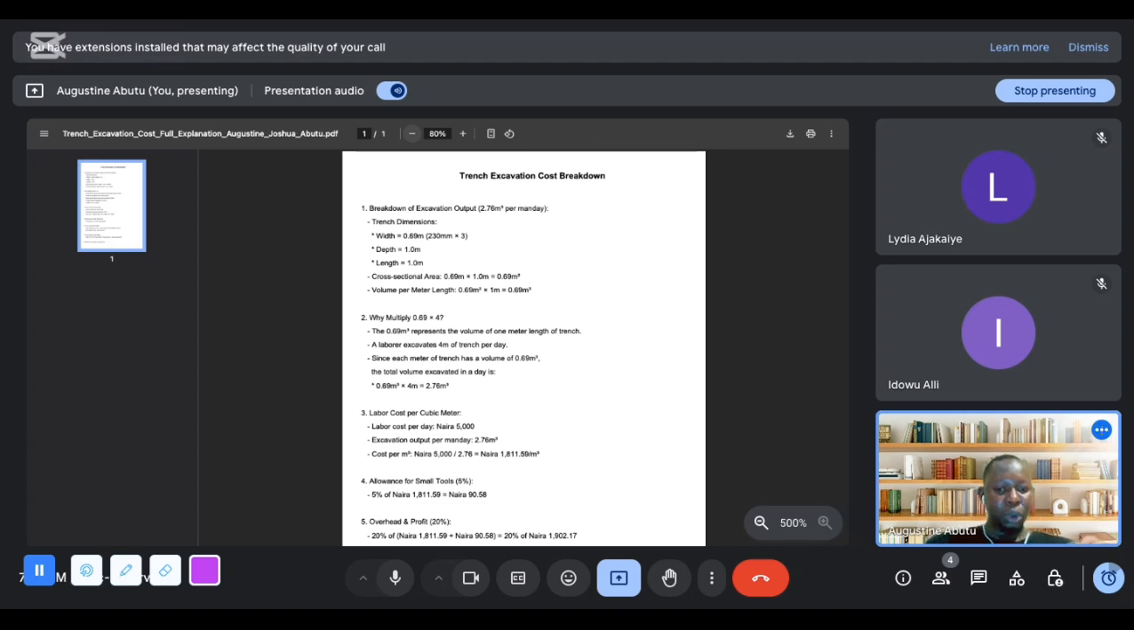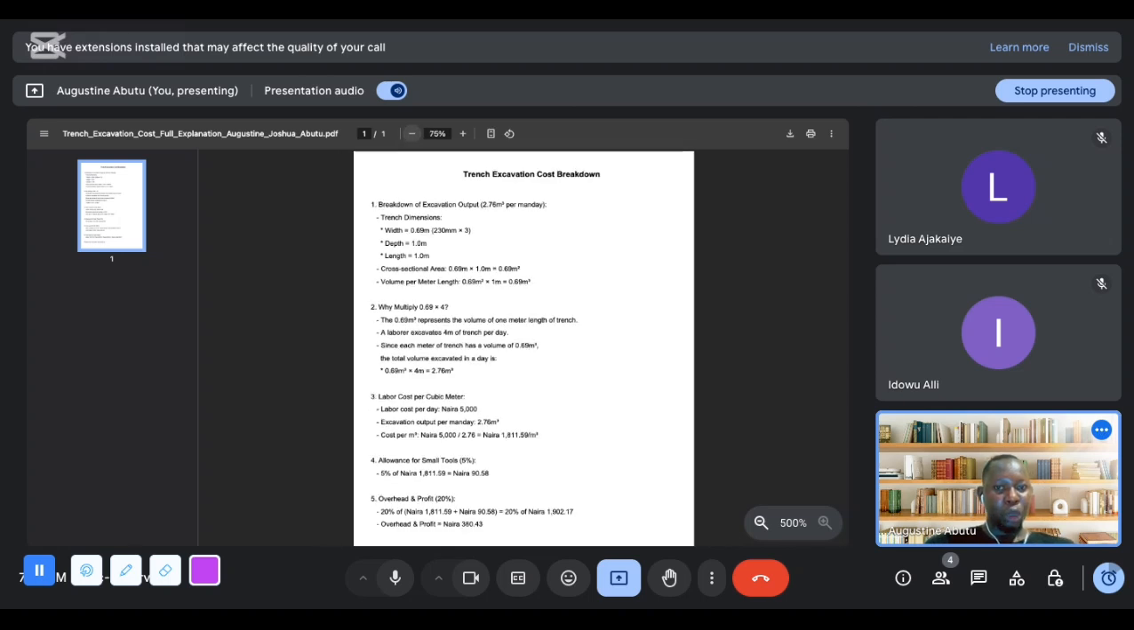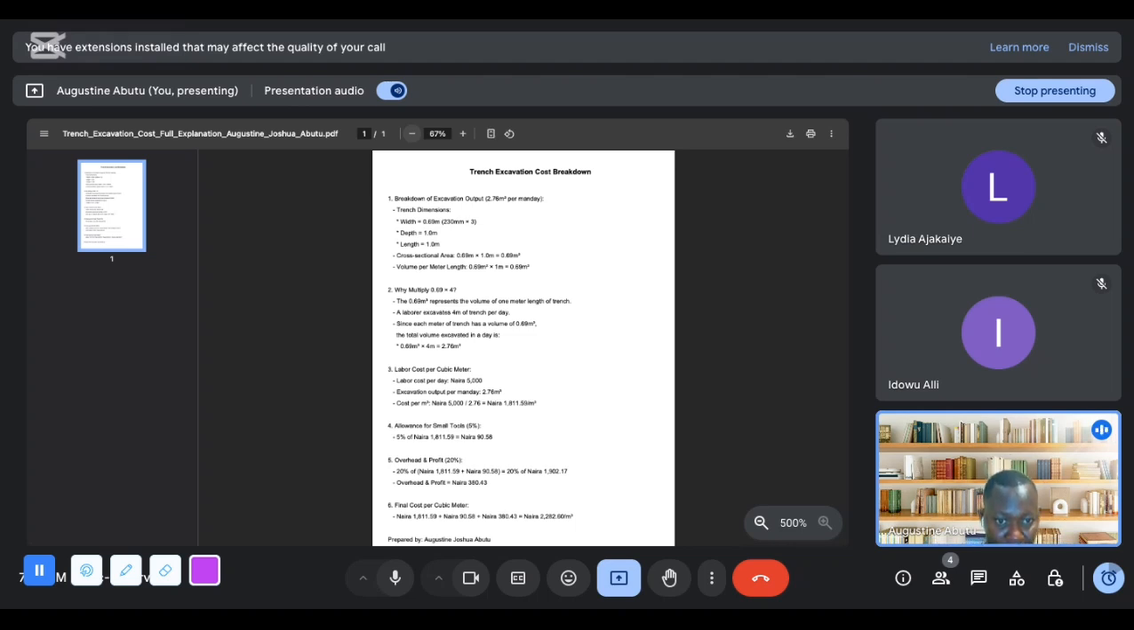The standard productivity is given in length, which is 4 meters. You need to convert it to cubic meters. So if you multiply 0.69 by 4, it will give you 2.76 cubic meters. It means that you've converted your productivity to cubic meters, which is 2.76. Now you've gotten your productivity per day.